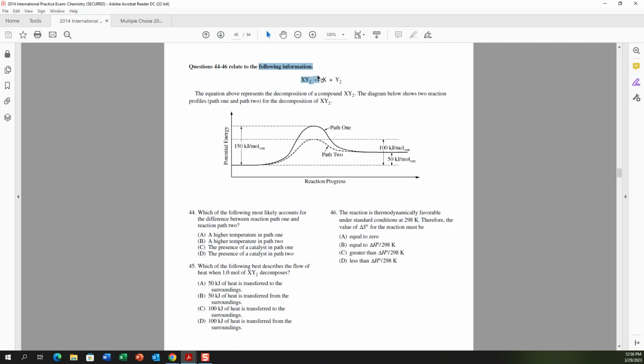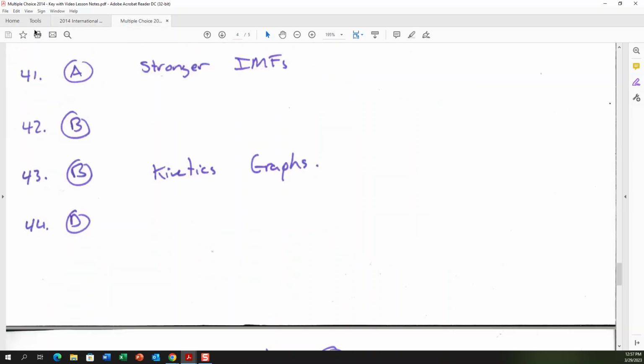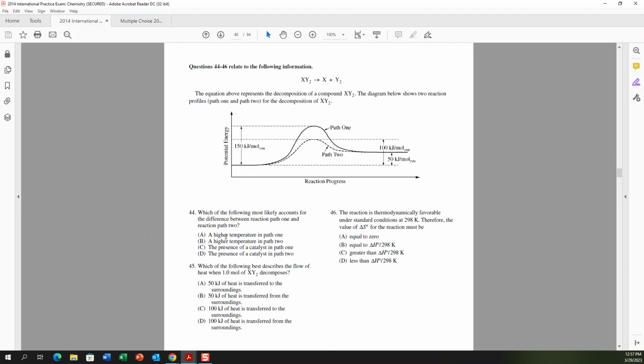All right, so here we got a reaction, we got pathway 1, we got pathway 2. Pathway 2 is the catalyzed pathway. Our delta H is positive 50, because the products are higher in energy. 150 here would be our activation energy for the uncatalyzed reaction. So kind of a lot going on here. We know it's endothermic, so heat is a product, all that good stuff. Which of the following most likely accounts for the difference between reaction path 1 and path 2? The presence of a catalyst in path 2, so D, for 44. 44 is D.